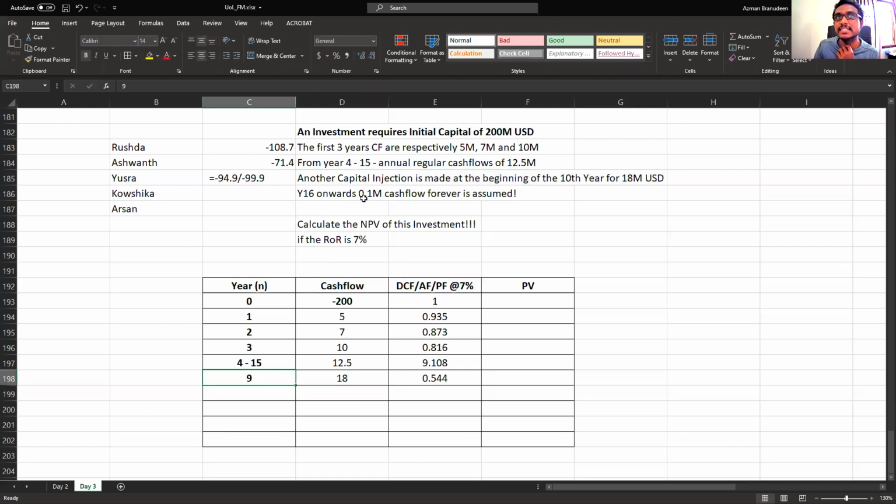Not 10, it's 9. Then year 16 onwards, 0.1 million cash flows forever. So it's a perpetuity. Cash flow is 0.1 million. Therefore, 1 divided by R, 1 divided by 7%, is 14.285.